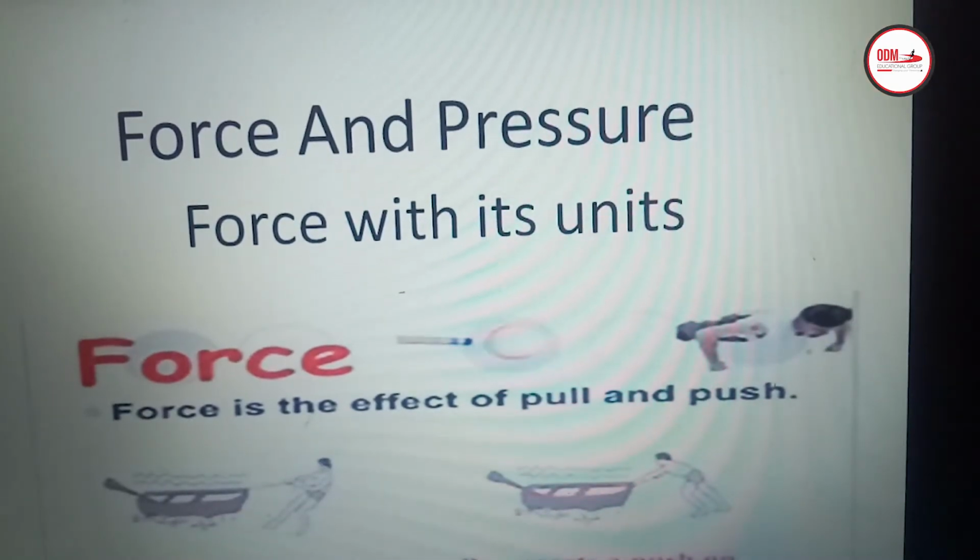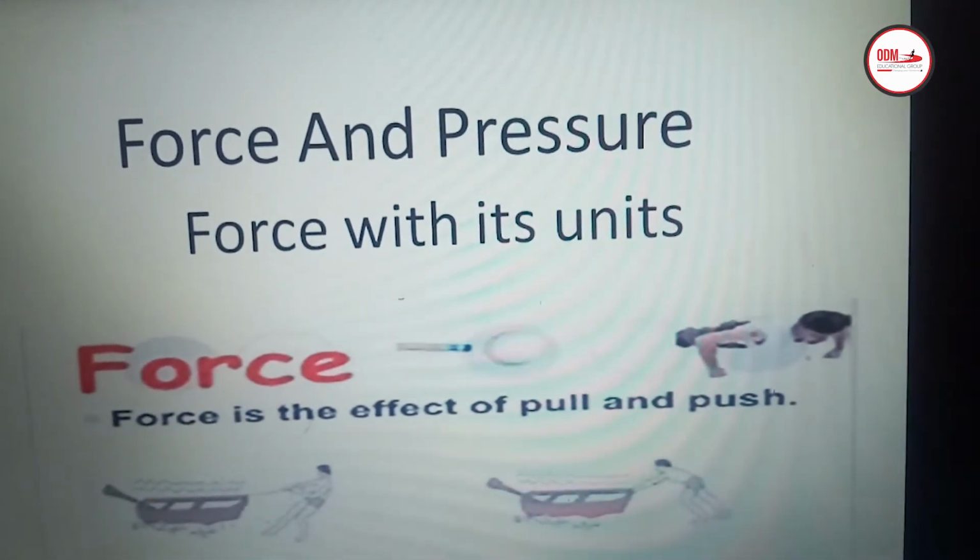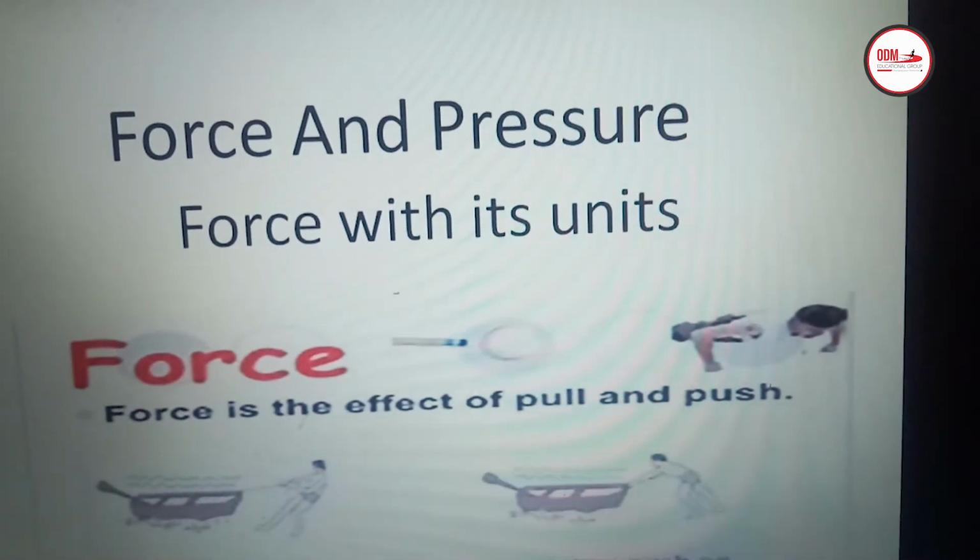In day-to-day life, we all are applying force. Okay, so today I will teach you what is force and what are its different types. So today we will start with the topic force with its units.